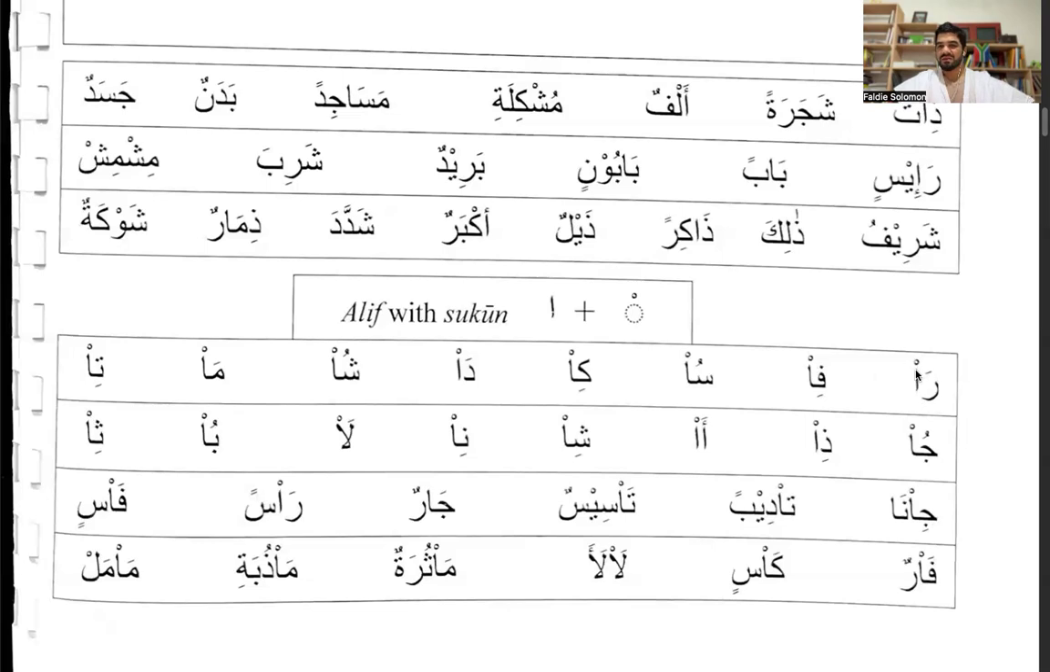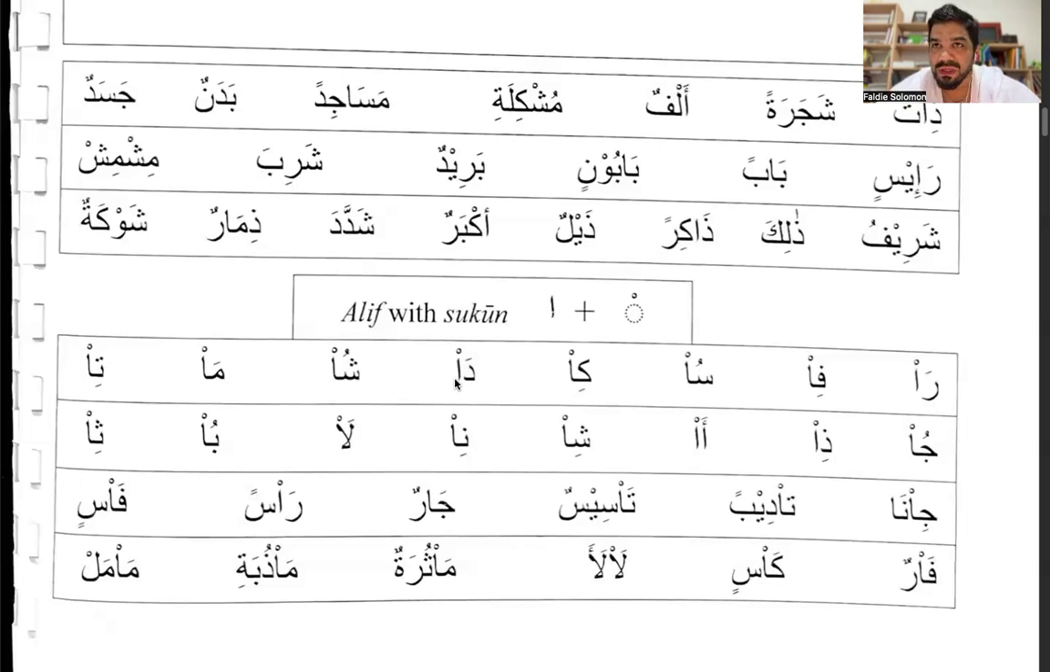We have the sukoon, so it's like a jerk sound or a stop. Ra, as opposed to elongating. Fi, su, ki. But you also have to pronounce it so that the alif now has a sukun. You're not saying anything more, you're just like pulling brakes. Ra, fi, su, ki, da.